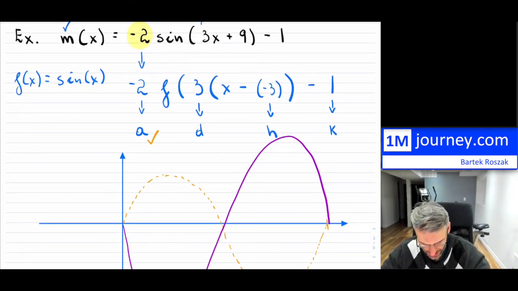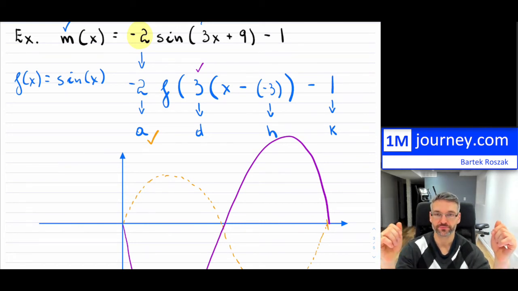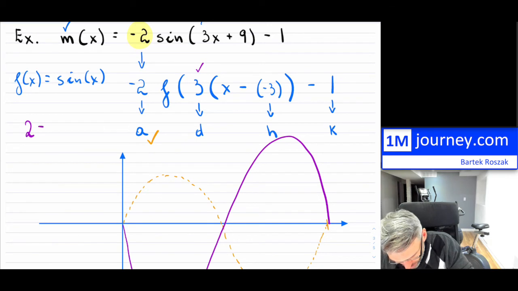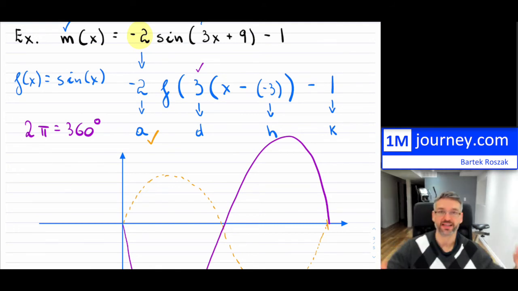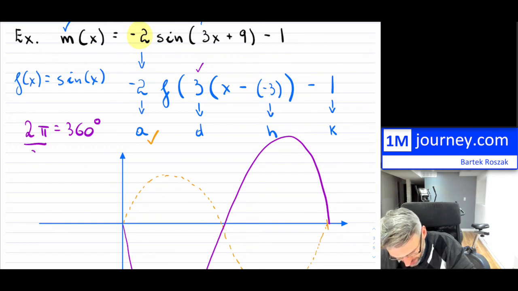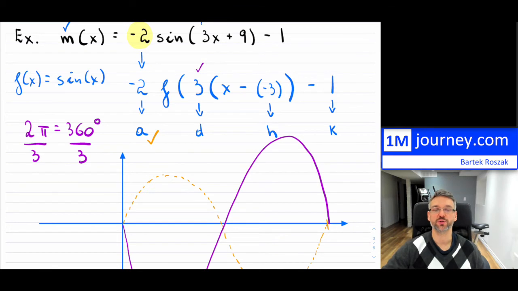Now this 3 that we see right here, what does that mean? The 3 means it's going to kind of shrink the period. So the way that you can think about it is the original one has a period of 2 pi or 360 degrees. That d, because it's going to compress it in, what you're doing with that d is you're actually just dividing this, and that's going to shrink your period. That's going to be your new period.